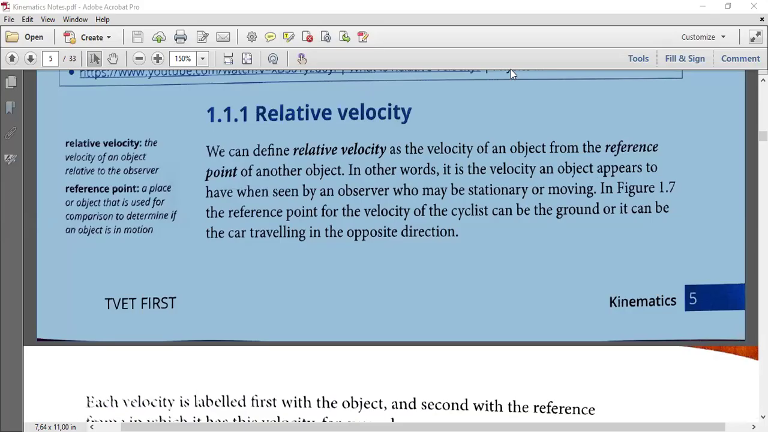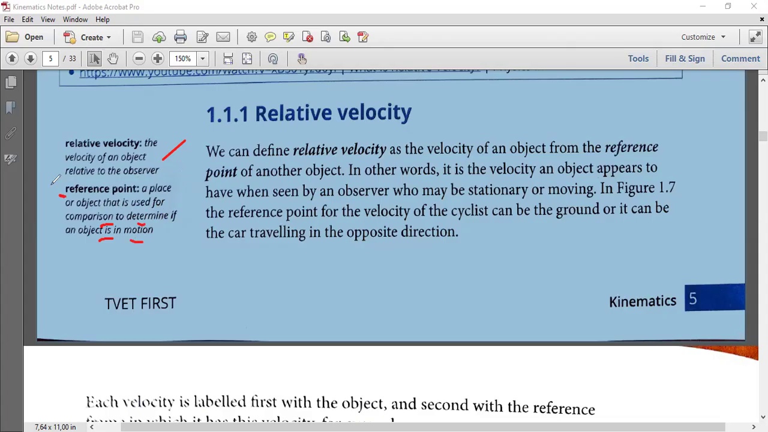All right, so we can define the relative velocity as the velocity of an object from the reference point of another object. As we consider relative velocity, it's the velocity of an object relative to what? Which is the most important part. Then another important part is the reference point, a place or object that is used for comparison to determine if an object is in motion.